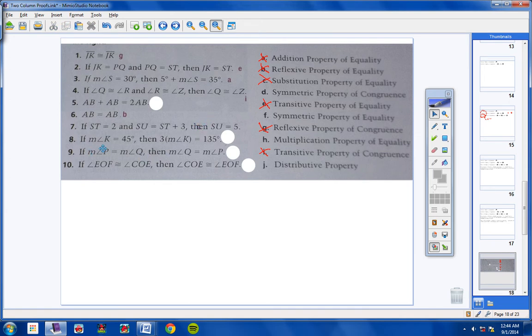Okay, number 8. If the measure of angle K equals 45 degrees, then 3 times the measure of K is going to equal 135. Now look what they did. They have measure of angle K equals 45. We multiplied this side by 3, and we multiplied this side by 3. So we multiplied both sides by 3. So that should be the multiplication property of equality, which would be letter H.